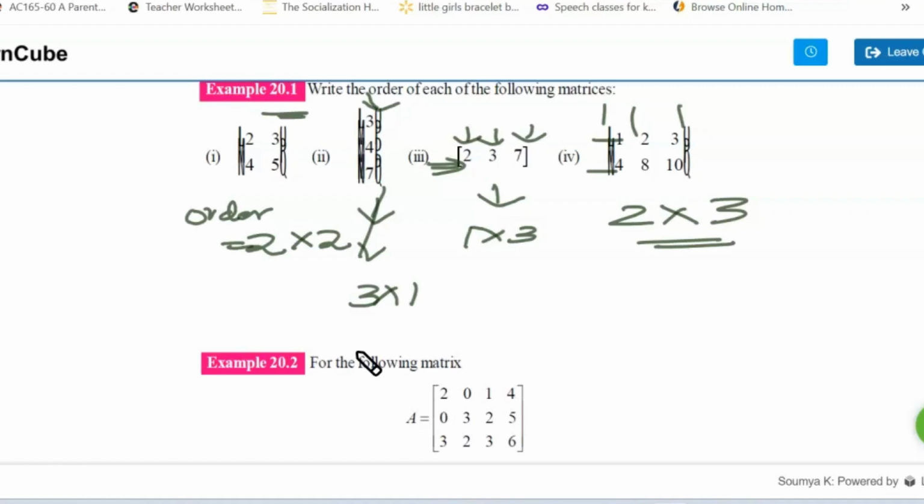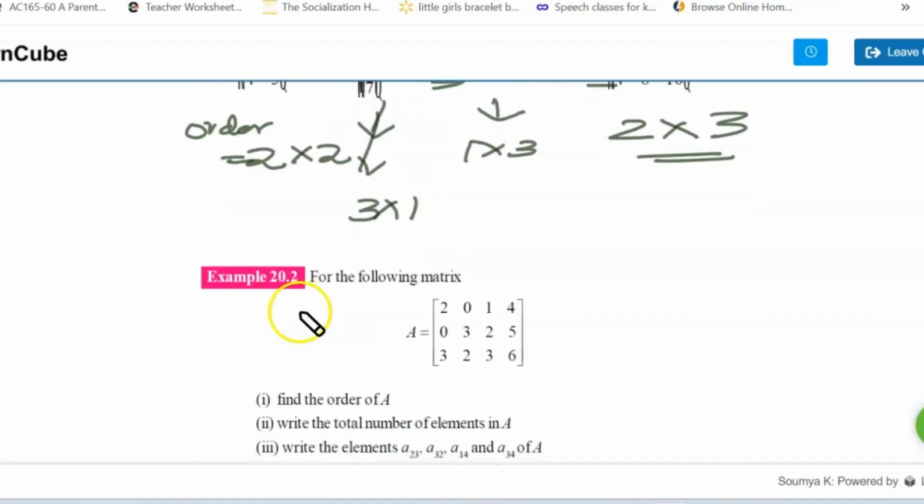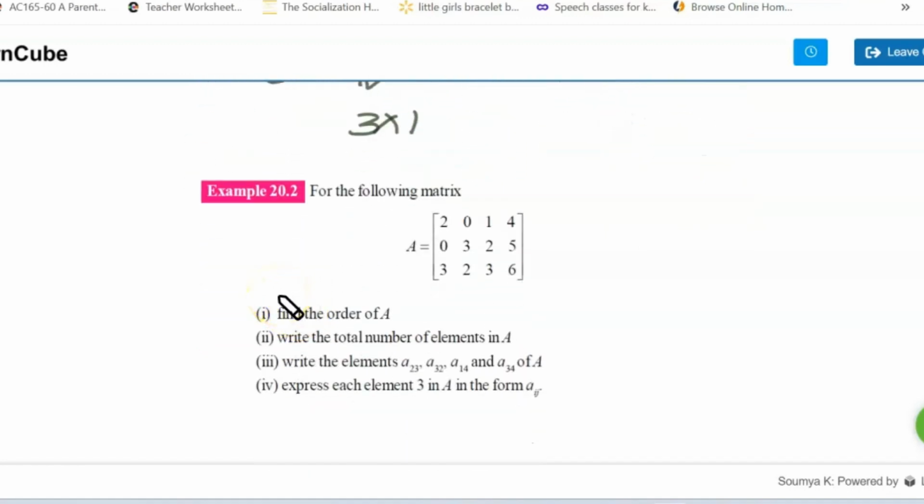This is the order. Now let's see the next question, that is example 20.2. Let's see how to solve this. For this matrix which is given to you, what is the order of this particular matrix? 3 rows, and columns 1, 2, 3, 4. 4 columns. So it is a 3 by 4 matrix. Let's solve the questions. First question is find the order of the matrix, which is 3 by 4.